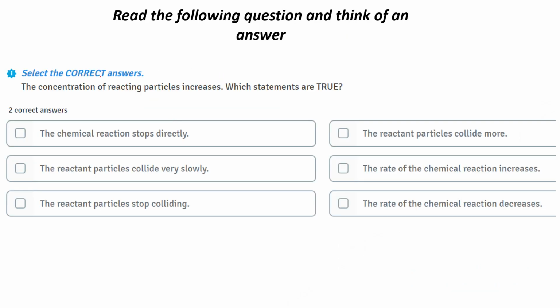So now, before we go, think of an answer to this question, guys. Okay, the concentration of reacting particles increases. Which statements are true? Choose two correct answers.